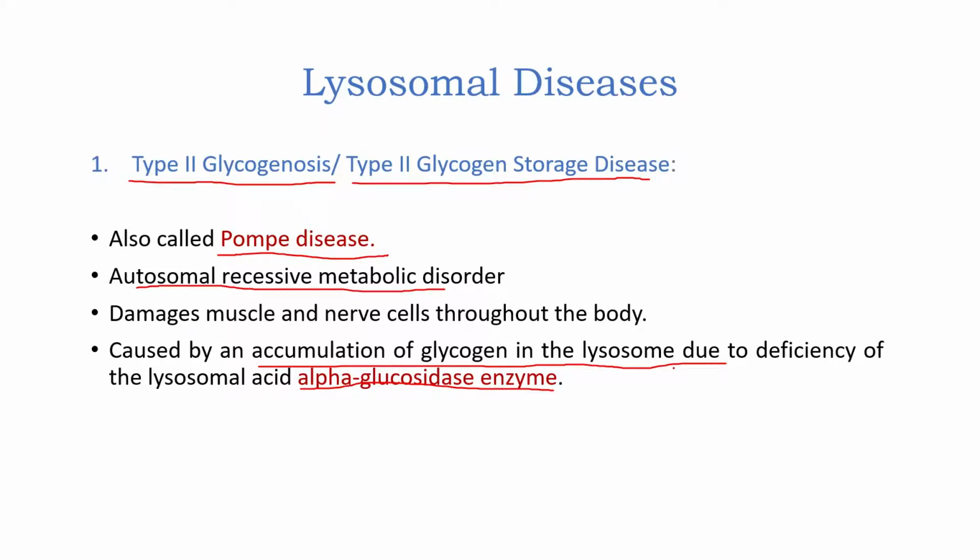This enzyme is responsible for glycogen degradation, or conversion of glycogen to glucose. When this enzyme is inactive or absent, glycogen will not be converted to glucose and there will be an excess accumulation of glycogen in the cells. This damages the muscle and nerve cells throughout the body. So the muscle and nerve cells will have excess accumulation of glycogen.